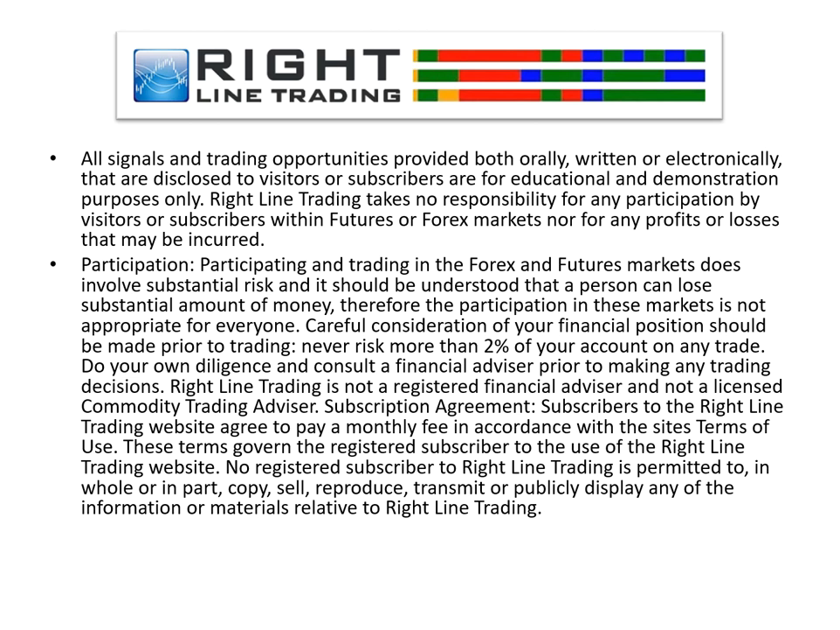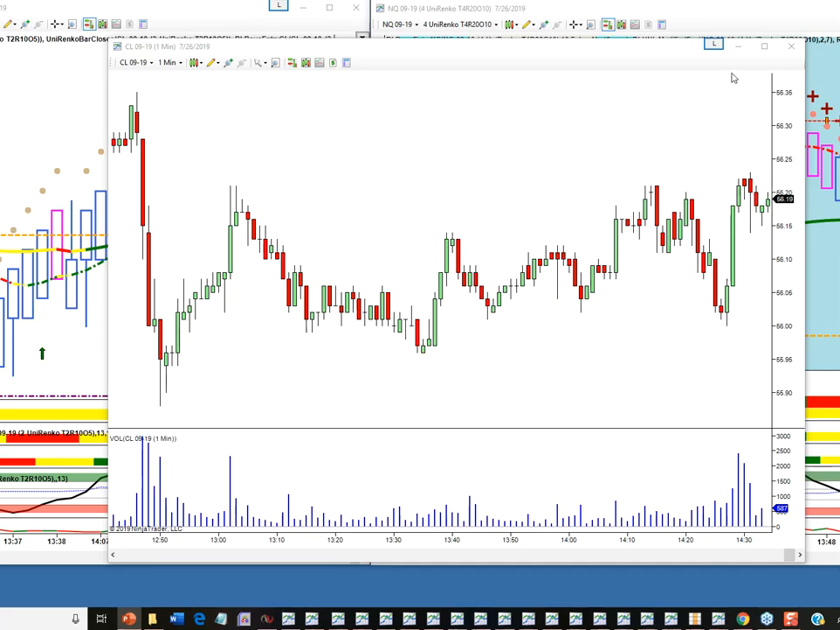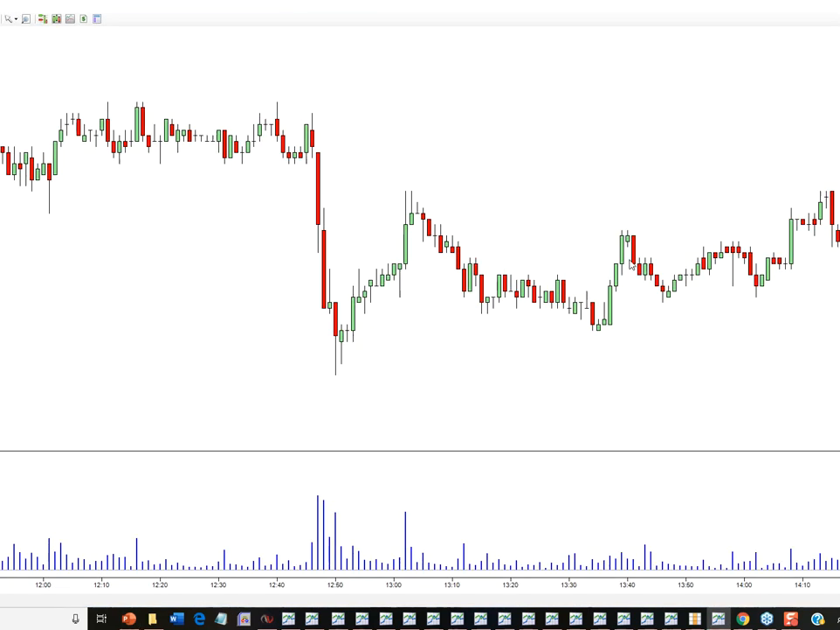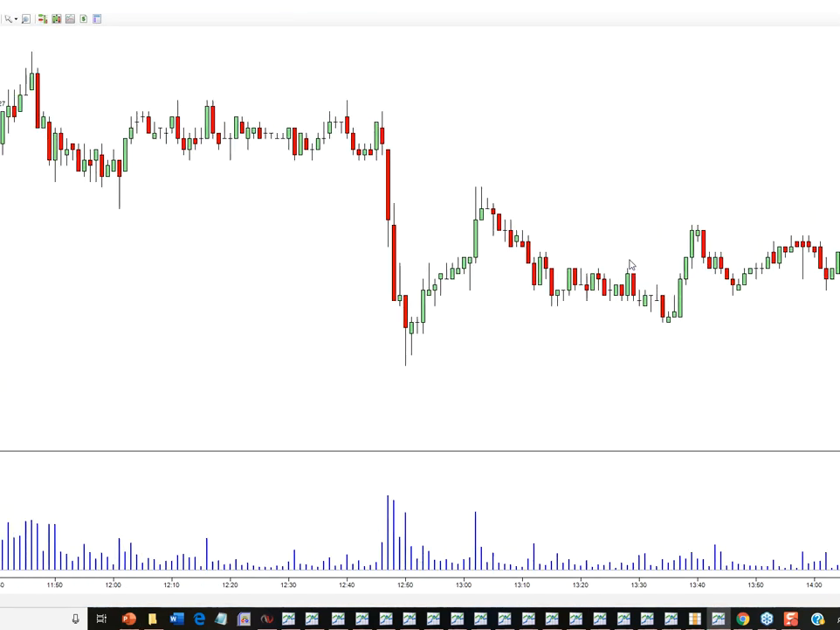Therefore, the participation in these markets is not appropriate for everybody. Do your own due diligence, consult a financial advisor prior to making any trading decisions. Those of us at Right Line are not registered financial advisors and not licensed commodity trading advisors. And with that, let me drop the slides and go to the charts.